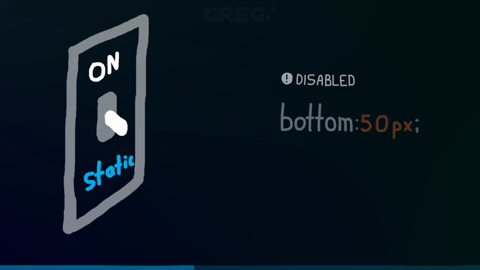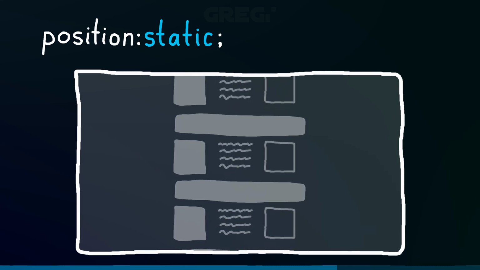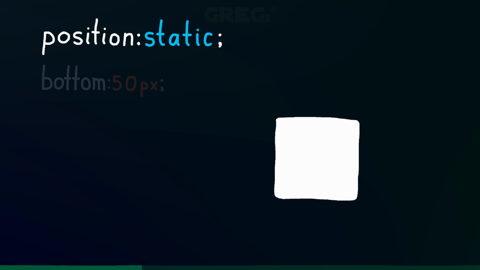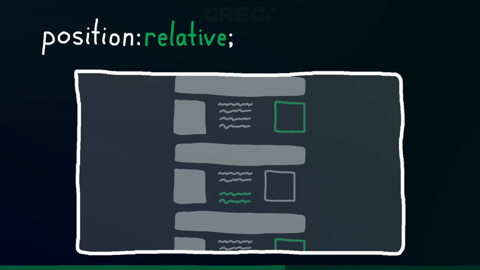The static positioning is the default position. That means offset and z-index properties are disabled and the page flows with normal document flow. The relative positioning is the basic positioning that activates offset properties yet keeps elements flowing normally.